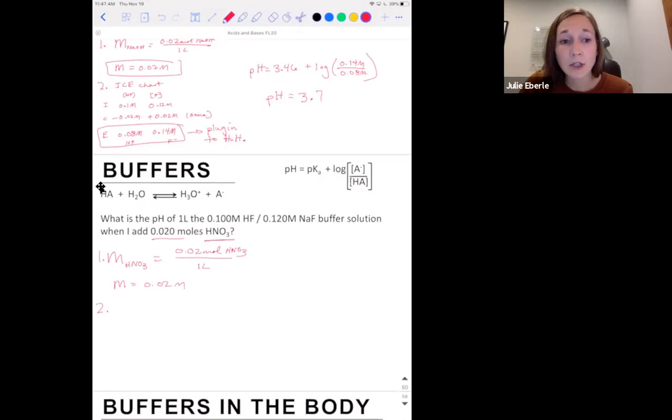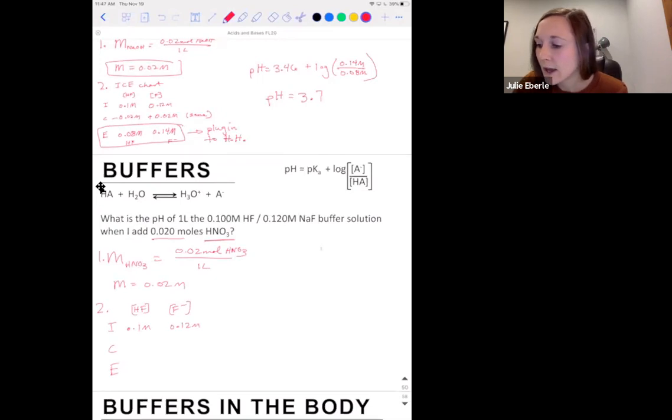Now we're going to make our ICE chart. Go ahead and write out your rows I, C, E. Same buffer, so we still have good old HF and good old F minus. And we still have the same initial concentrations. 0.1 molar here, 0.12 molar there. None of that changes. The rest of this will be different.